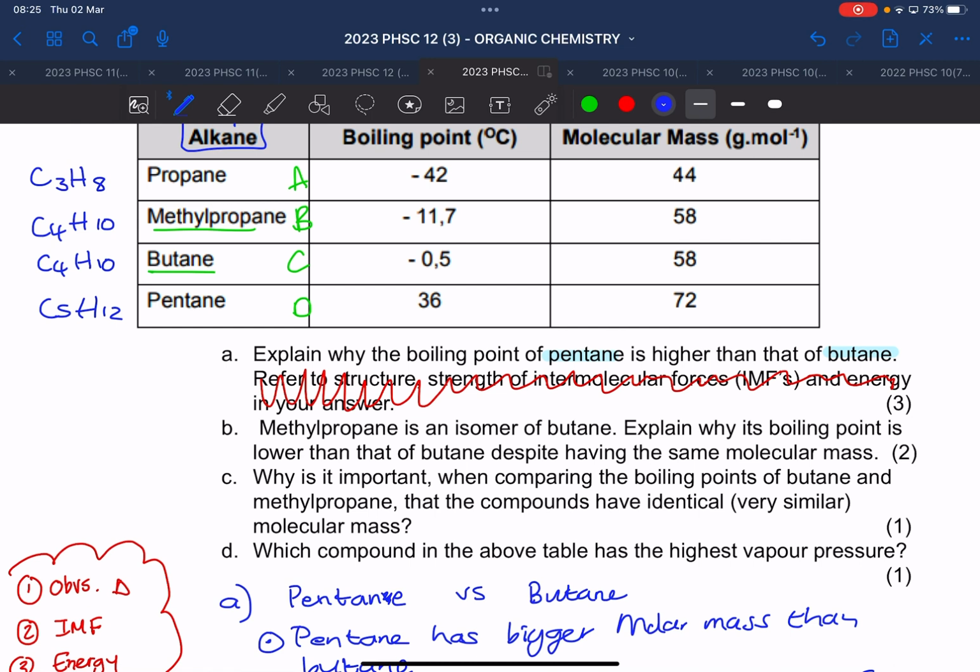Independent variable. Okay, and then which compound in the table has the highest vapor pressure? Highest vapor pressure means it evaporates the fastest. It will be propane. If the boiling point is low, it means it evaporates quick. So it will be propane. Propane. Yes.